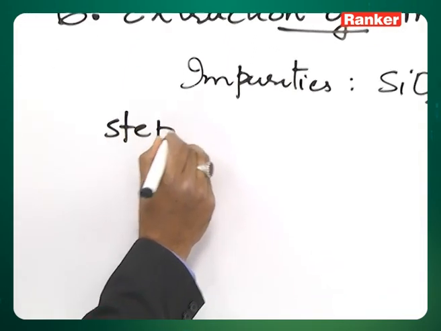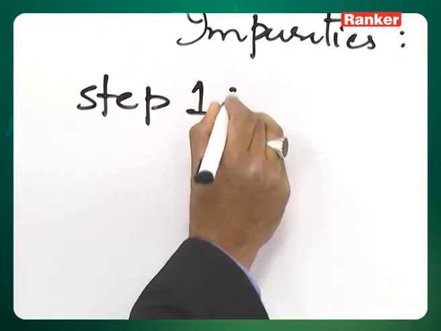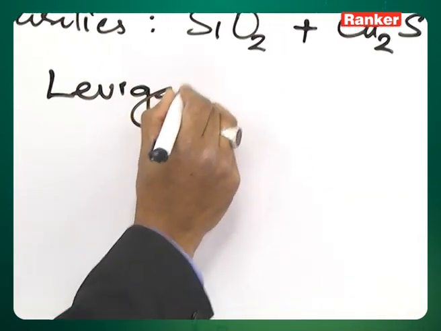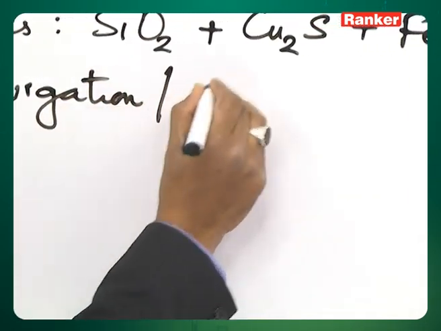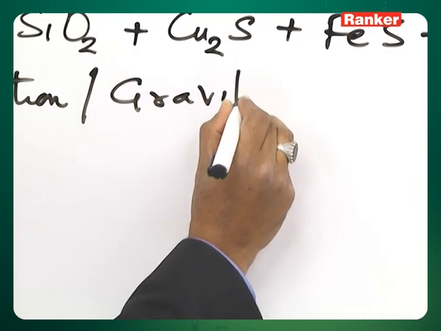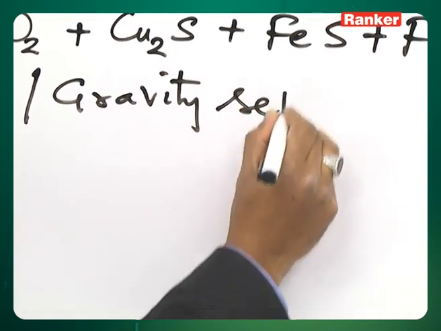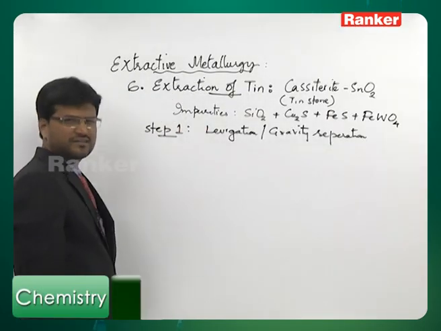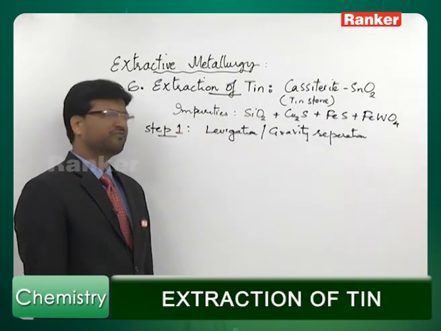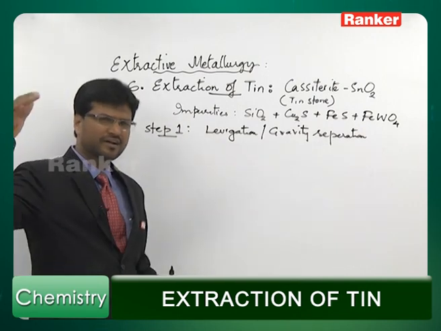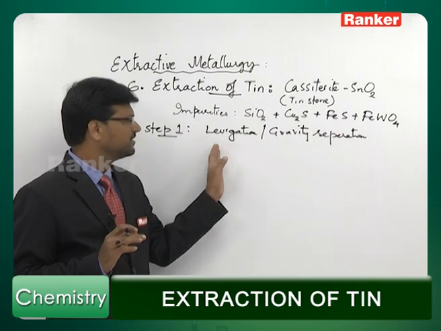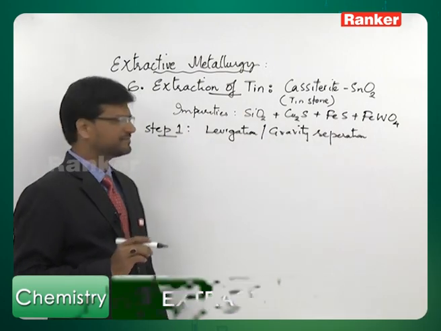Step 1 is called levigation or gravity separation. The ore particles are heavier, so if you make a fine powder of the ore and run a stream of water, most of the silica will be washed away along with water.